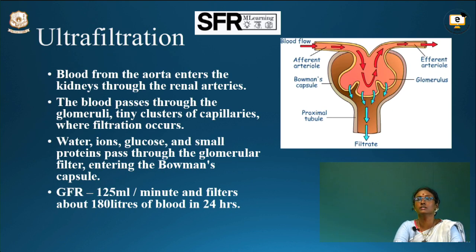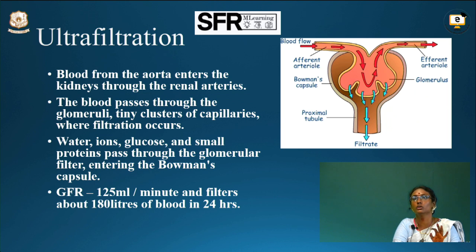So the first process is ultrafiltration. The blood from the aorta enters the kidney through the renal arteries. The renal artery branches into capillaries, and the final end is the capillaries, which enter the glomeruli for filtration. In the glomeruli, the actual filtration happens.